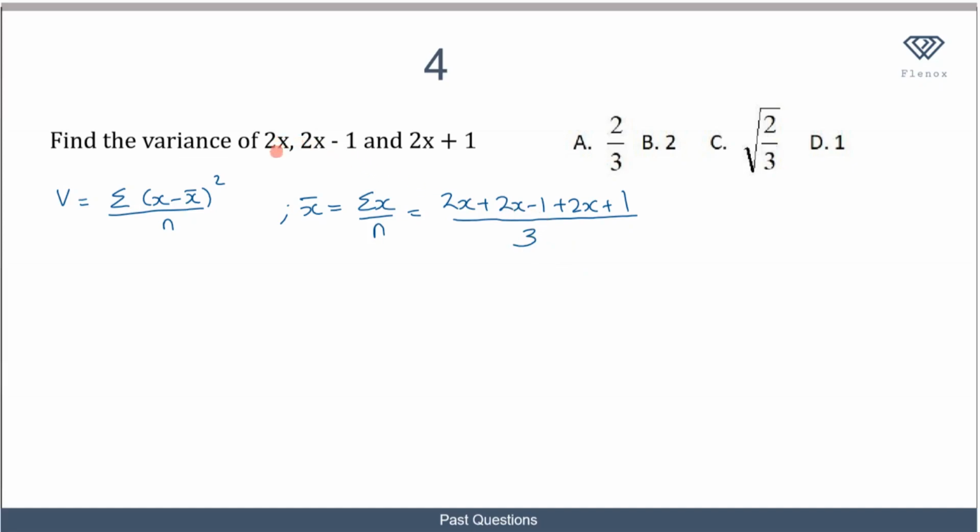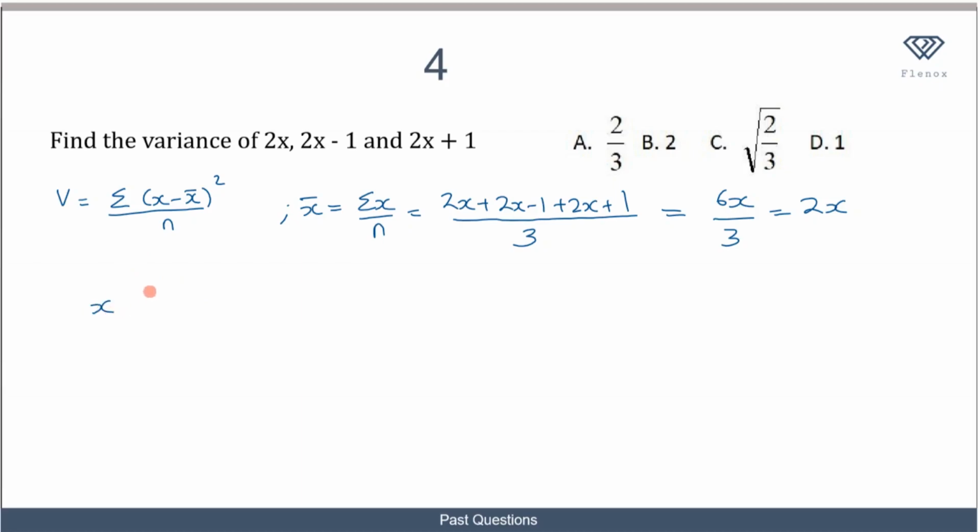And do not be intimidated because you see x here. It's still the same procedure you follow. So 2x plus 2x plus 2x gives us 6x, and minus 1 plus 1 gives us 0. So that cancels out, divided by 3. So 6x divided by 3 gives me 2x. So my mean is 2x. So now I can proceed.